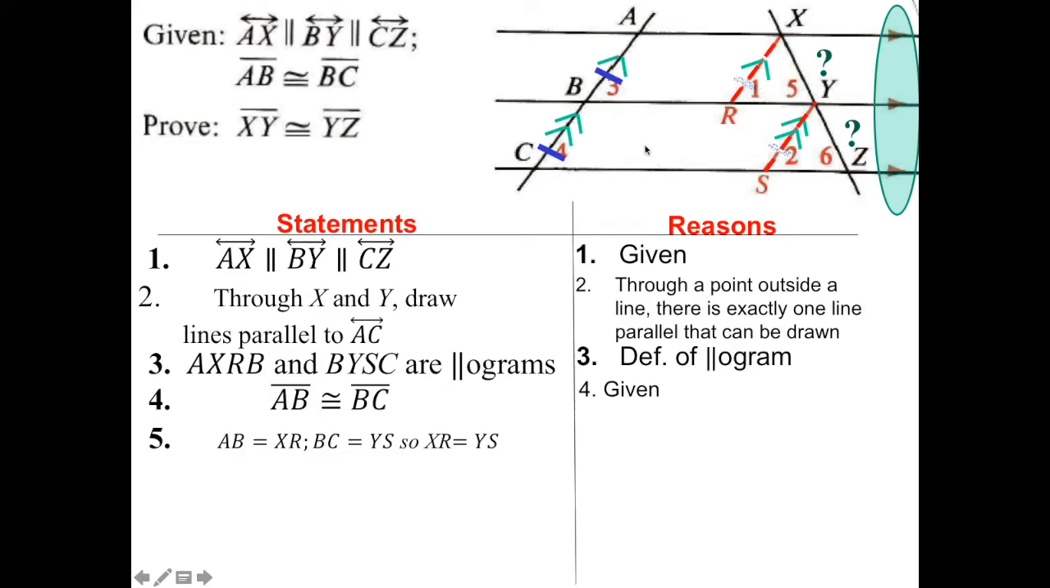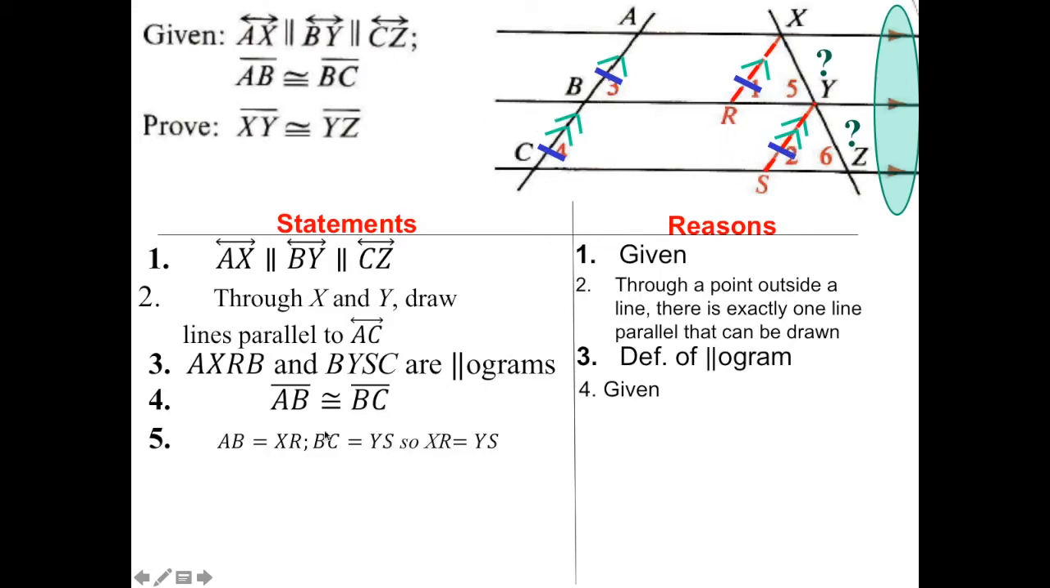Well, AB is congruent to XR. Why is AB congruent to XR? Well, those are what sides of a parallelogram? They're opposite sides of a parallelogram, and opposite sides of a parallelogram are congruent to each other. We can use the same reason for BC being congruent to YS. Opposite sides of a parallelogram are congruent to one another.